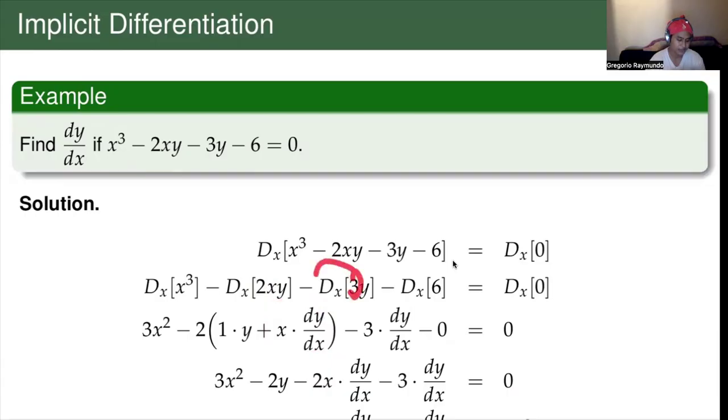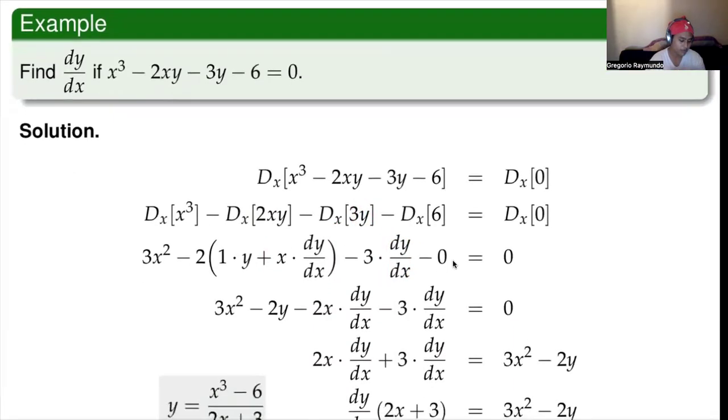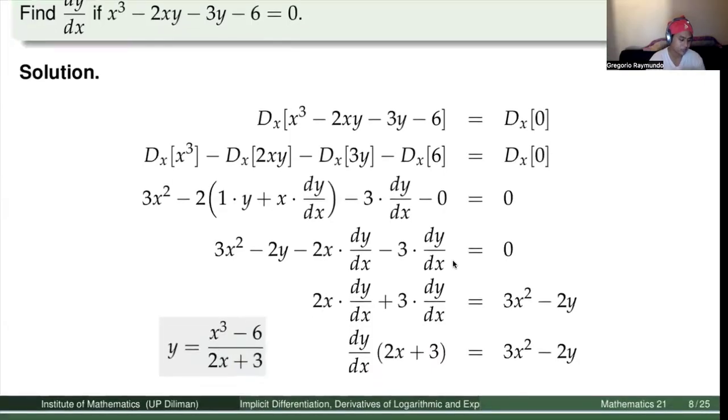Minus, labas tong constant, minus 3. Ano derivative ng y with respect to x? Dy over dx. And then, we solve for dy over dx. So we get 3x squared minus 3y minus 2x times dy over dx minus 3 times dy over dx is equal to 0. Lahat ng mga may dy over dx, leave it sa left-hand side. Lahat ng walang dy over dx, leave it sa right-hand side.